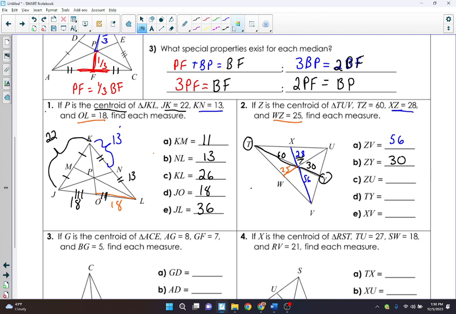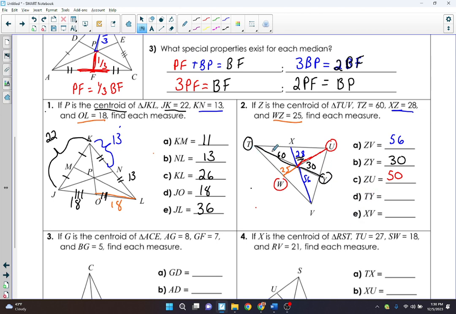All right. So now this one, ZU goes from here to here. So this one is going to be twice as big because this is the bigger piece because it goes to a corner, while W is the side. So if this is 25, then this should be 50.